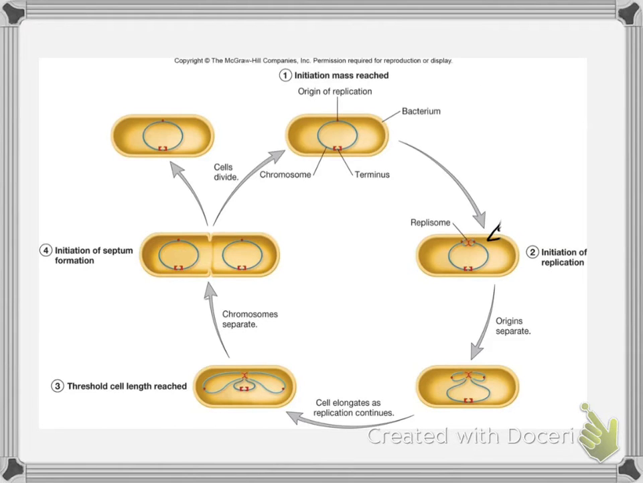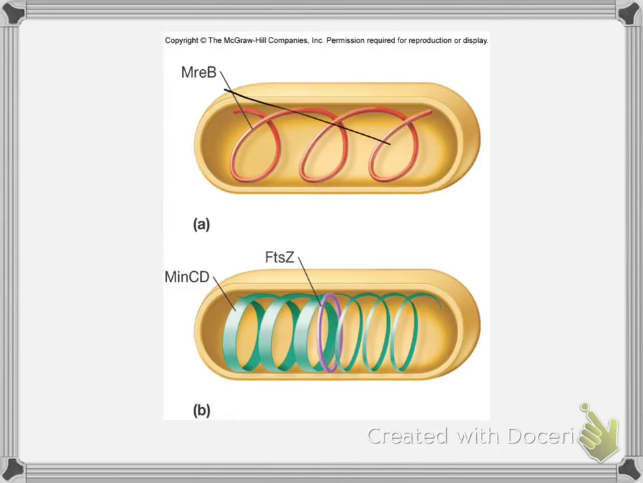Now, this begs the question: how is it that this cell recognizes that it has gotten large enough to replicate the chromosome, and large enough to actually separate the two cells? What's going to trigger cytokinesis? So we need to ignore this MreB protein. This is associated with cell shape, and we'll get to that later. But what I want you to look at is this MinCD protein and this FtsZ ring.